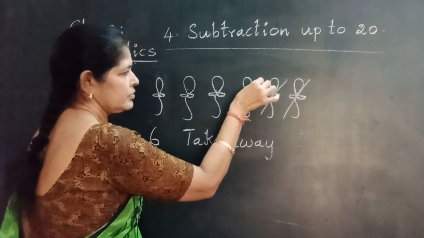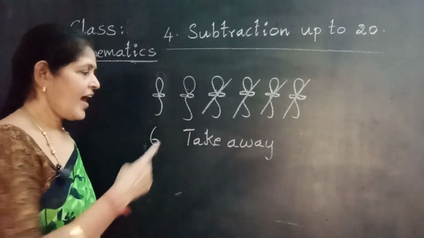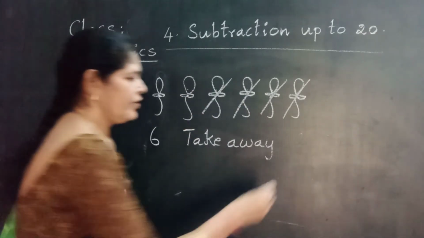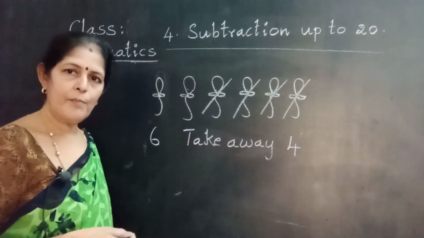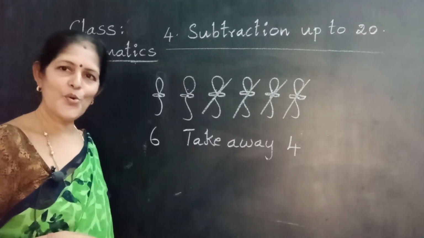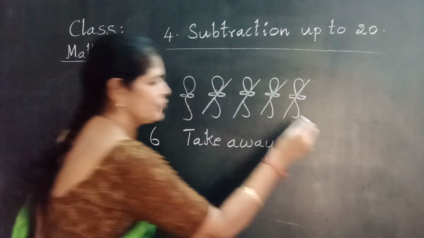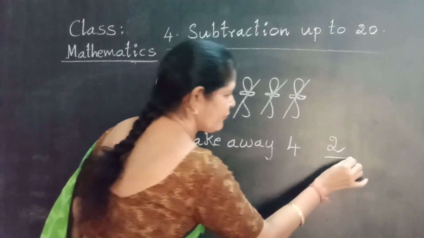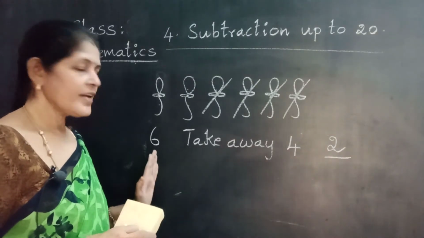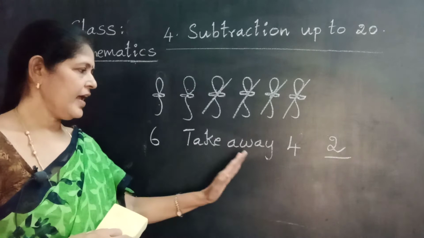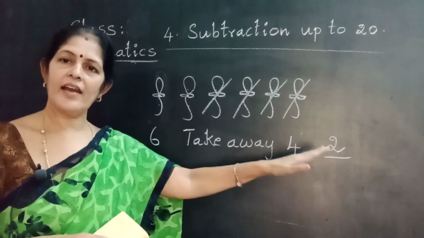1, 2, 3, 4. That means I take away 4. Then how many balloons are left? 1, 2. 2 balloons are left. There are 6 balloons. I gave 4 balloons to the children. Then how many are left?